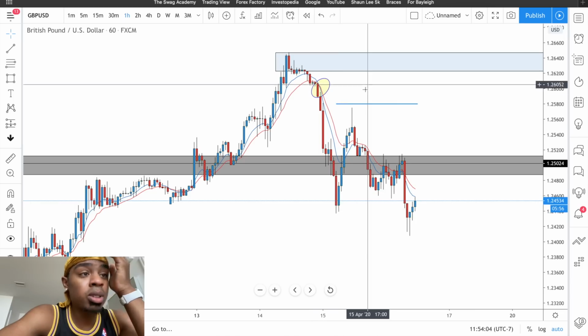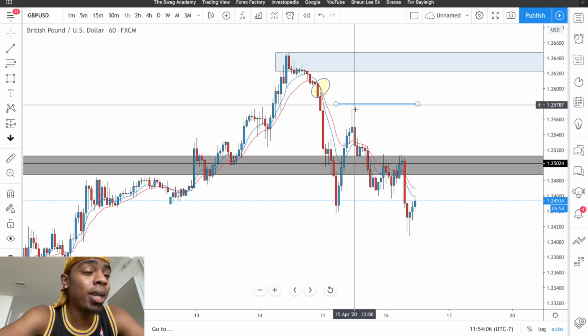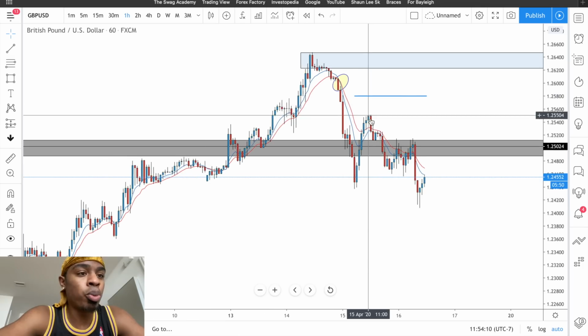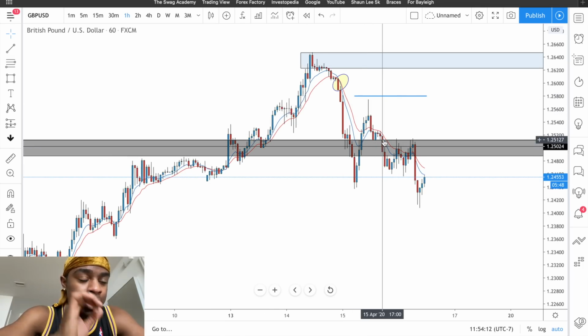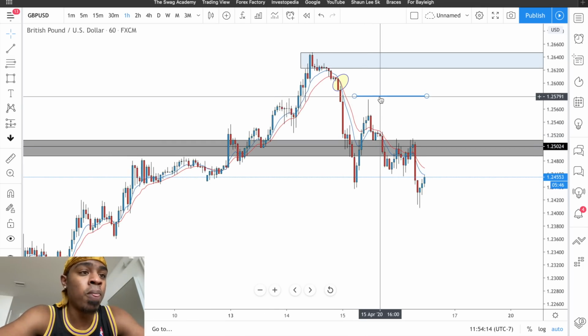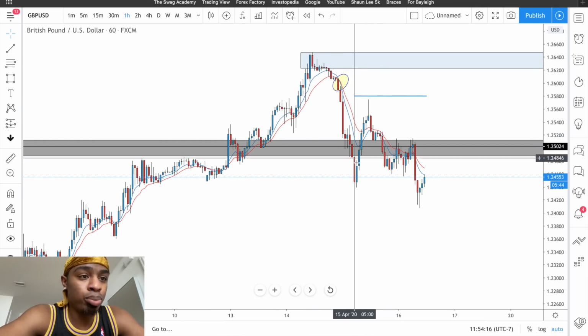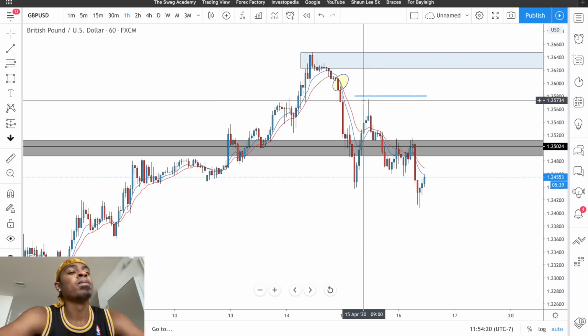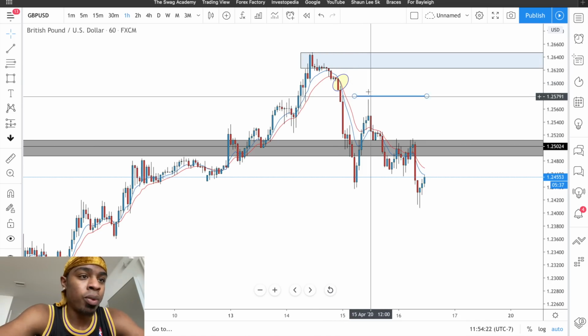Comes down, comes up, creates a higher low. The minute it creates a higher low, we are looking to sell. Even though price is not fully broken this yet, it is telling us that price is about to go down. So price comes down, breaks through support, comes up, makes a lower high, and then it continues down.